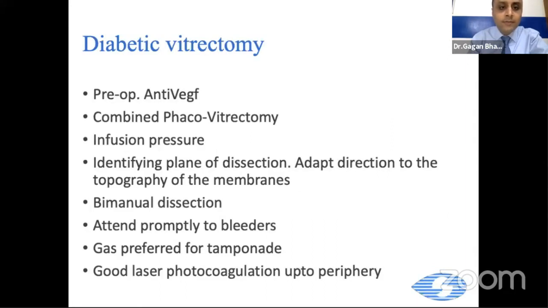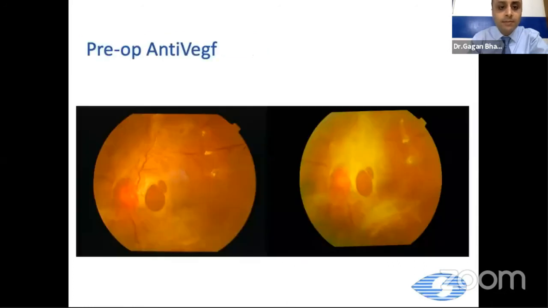Whenever we talk about diabetic vitrectomy, the following factors play an important role: preoperative anti-VEGF, combining it with phacoemulsification, infusion pressure, bimanual dissection, and definitely maintaining hemostasis during these tough cases. And I think the tamponade and a very good laser are very important. Now, preoperative anti-VEGF is something which we feel is definitely essential.